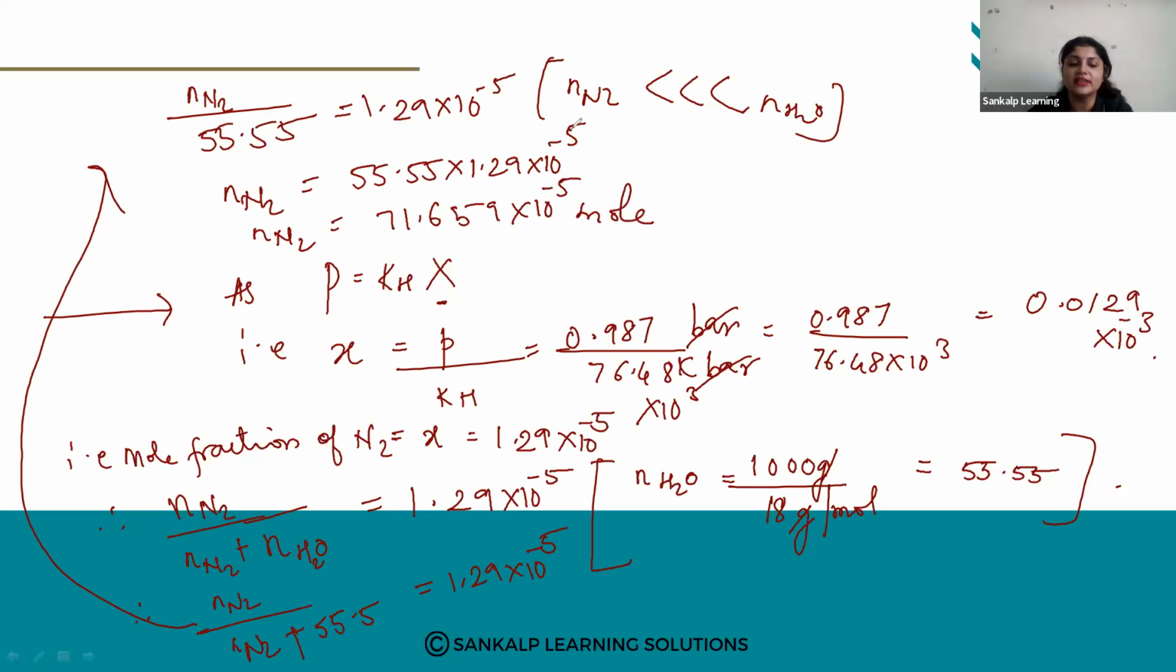They have asked in terms of millimoles. Milli means 10 raised to minus 3. So what will be the answer? The answer will be 71.69 into 10 raised to minus 2 millimoles. So this is the answer. I hope you have understood.